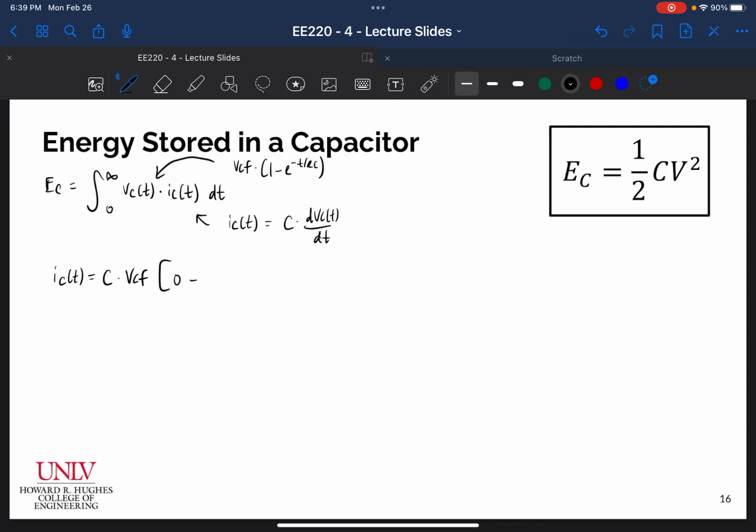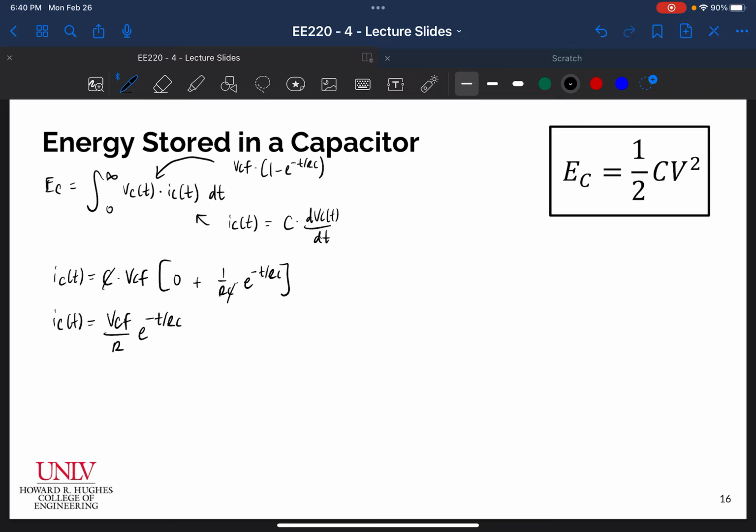So 0 minus, and then I'm going to have my negative 1 over RC times e to the negative t over RC. That's my derivative. These two negatives make a plus here. And then my C's cancel. And so what I'm left with for IC of t is just VCF over R multiplied by e to the minus t over RC.